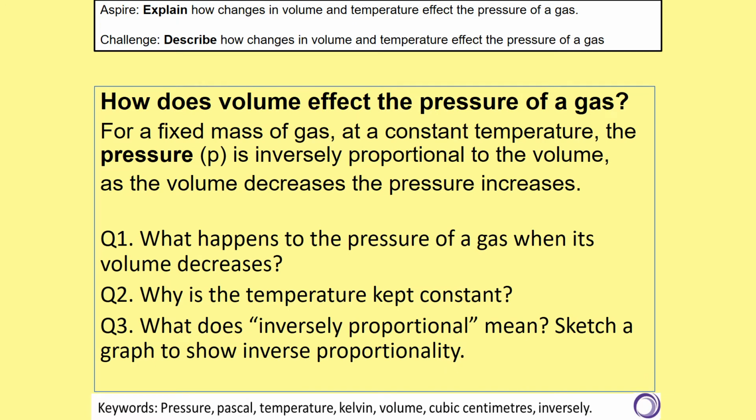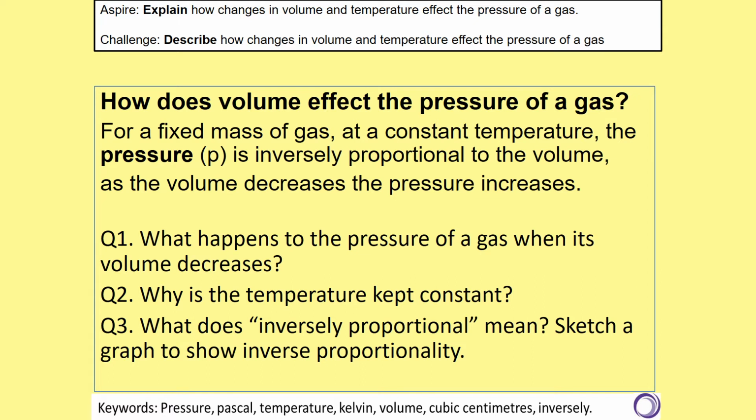So how does volume affect the pressure of a gas? So for a fixed amount of gas and a constant temperature, so we're not changing the amount of gas in there or the number of particles in there, and we are not changing the temperature, the pressure is what we call inversely proportional to volume. So as the volume decreases, your pressure will increase. So volume decreases, pressure increases. If pressure increases, then volume must decrease, etc.